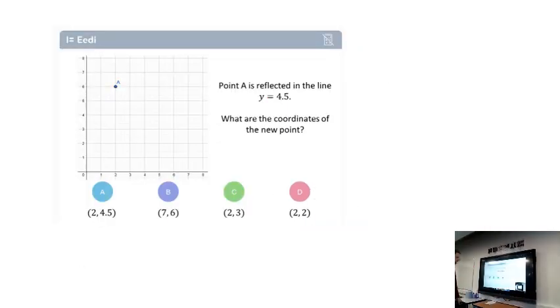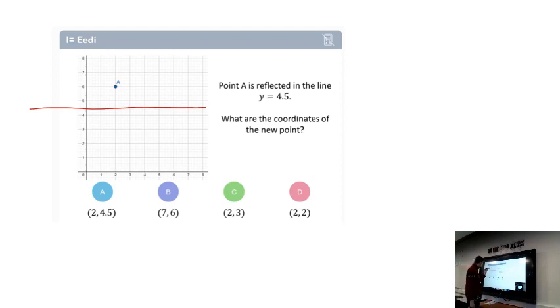Okay, so pause the video and see if you can reflect this point on the line y is equal to 4.5. Firstly we need to draw the line. Y is equal to 4.5, so here we've got 4.5, so it's going to be a nice horizontal line.